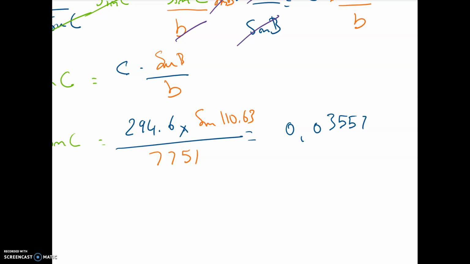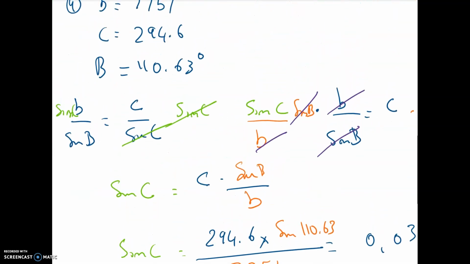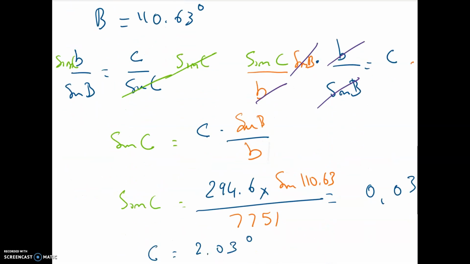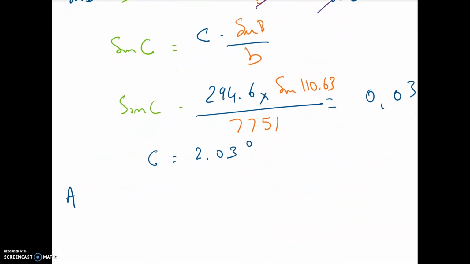My calculator doesn't do it, so give me a second and I will be back with you. And I found an angle C equal to 2.03 degrees. Now, I want to calculate the angle A. I have B equal to 110.63, and I know that my angle A is going to be equal to 180 minus 2.03 minus 110.63. And so that gives me an angle A equal to 67.34 degrees.